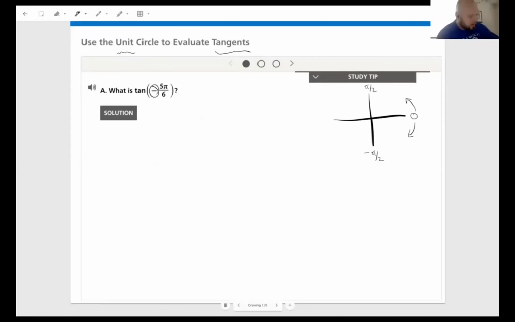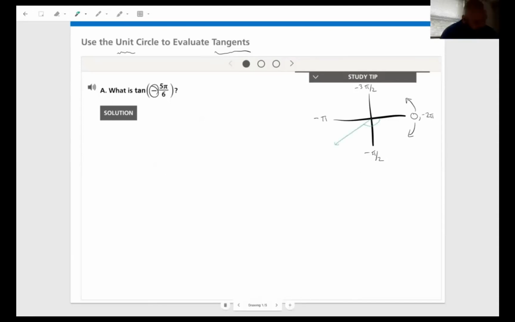This is -pi. And then this is -3π/2. And then when you get back to your starting place, then you'll be at -2π. So -5π/6. 5/6 is less than 1, so I'm not going all the way around to the negative x-axis. I'm going down here. 5/6 is more than a half, so I have to go past there. And I'm going to go maybe about there, draw a terminal side.